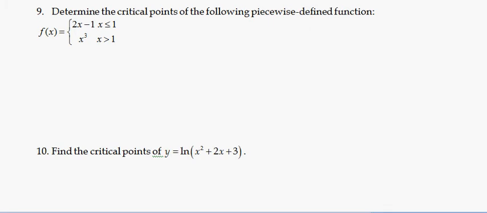Okay, we're going to look at a couple more examples of just finding critical points. Remember that so far all we're doing is looking for where these critical points occur. We're not actually trying to classify them further. Okay, so we have a piecewise defined function.